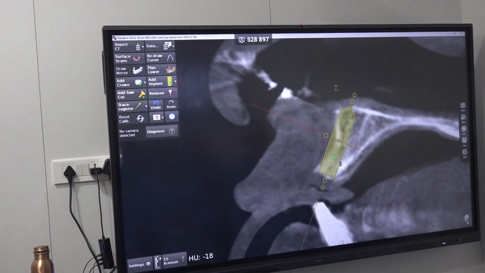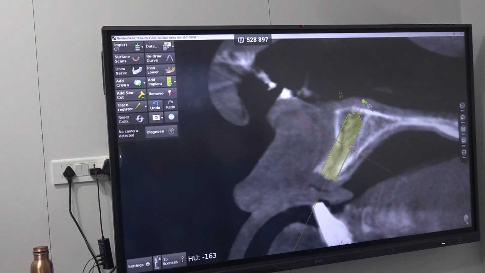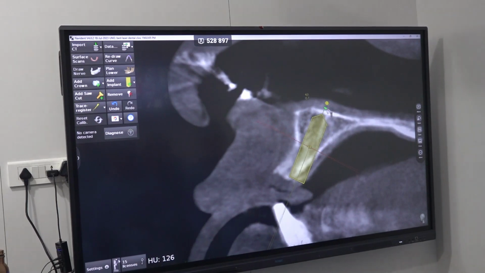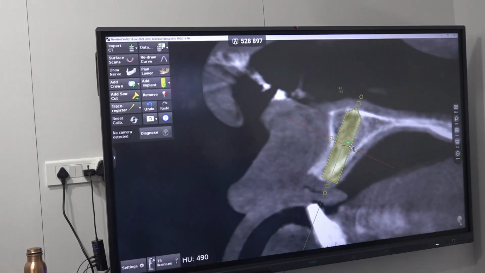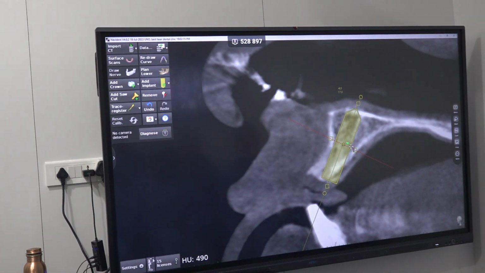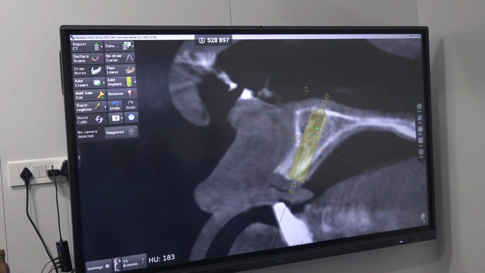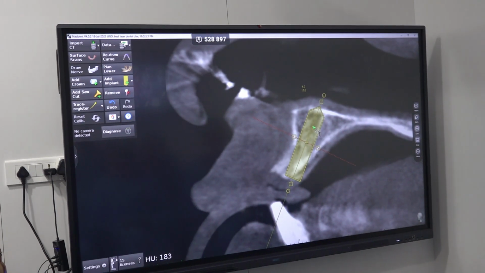Okay. So you have two options. One is going through the crest or bypassing the crest, like this. Anything is fine. One more advantage with multi-unit implant is not much bending is needed because some amount of angle correction is already there. Okay, the length is around 17, that means you can place an 18 mm implant.